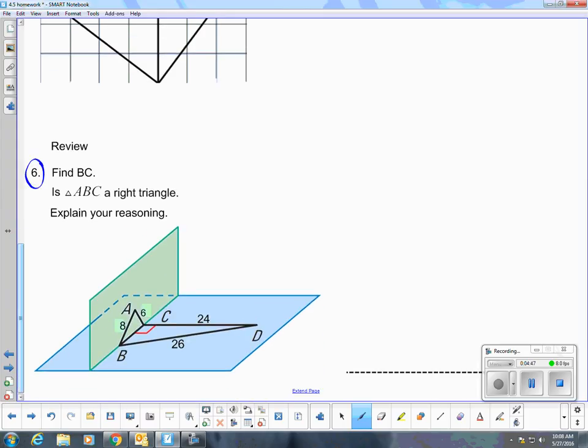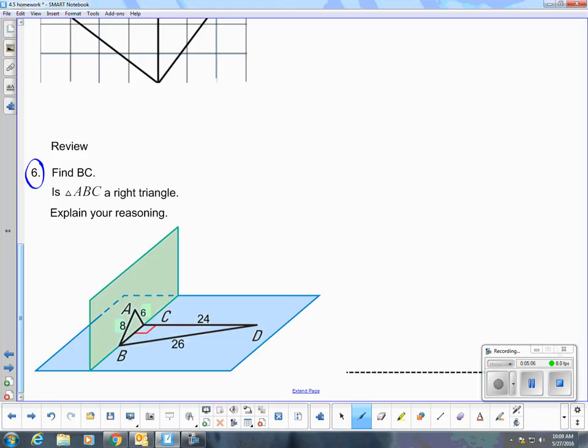And we're going to use the Pythagorean theorem in number 6 to find the length of BC. So let's talk about what this figure is first of all. It is a 3-dimensional figure with, we have a plane, I'll call that the blue plane, that's horizontal, and then we have a green plane that's vertical.